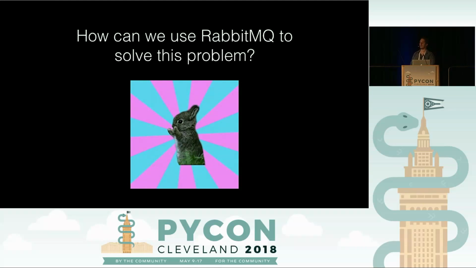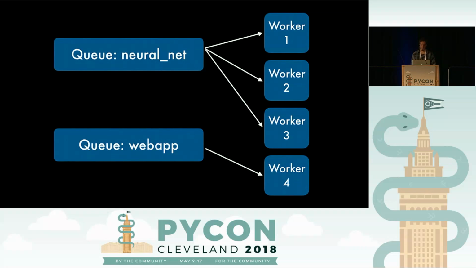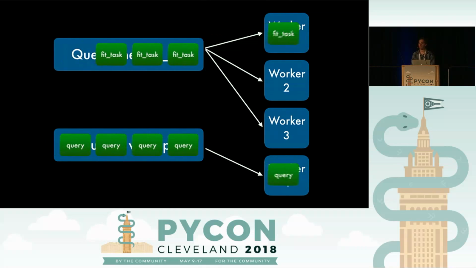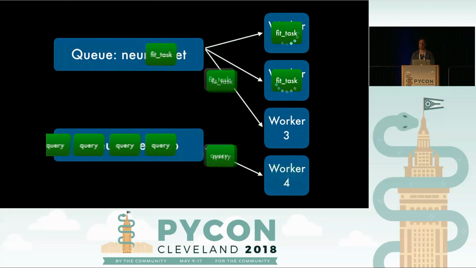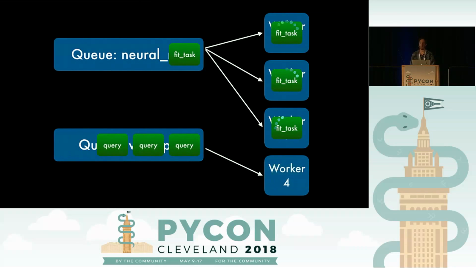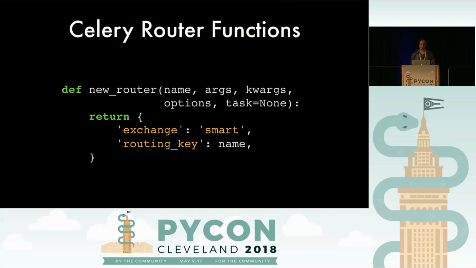How can we use RabbitMQ to solve this problem? One solution would be to use 2 queues, one for fitting our neural net and another for processing smaller, quicker tasks. We would also assign one of our workers to this second queue, so queries could be processed at the same time that other workers are fitting neural nets. So how can we set this up? For those of you following along, this code is in the Celery example optimized directory.